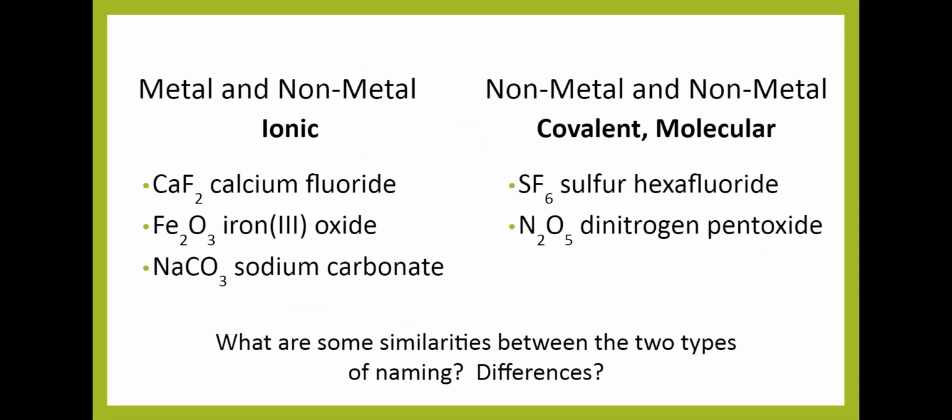Okay, so thinking about metals and nonmetals versus nonmetals bonded to nonmetals. So on the left, we have ionic compounds. On the right, we have the covalent, or also known as molecular compounds. So if we look at these, what are some similarities between the two types of naming? And what are some differences? So go ahead, pause the video, think, look for these for a few seconds, and then I'm going to go ahead and talk about them.